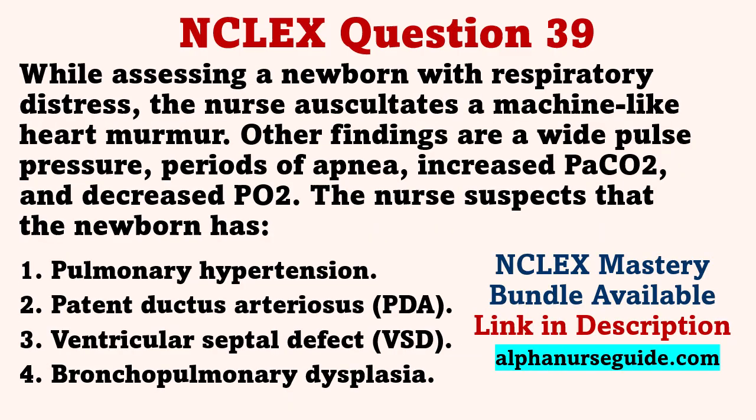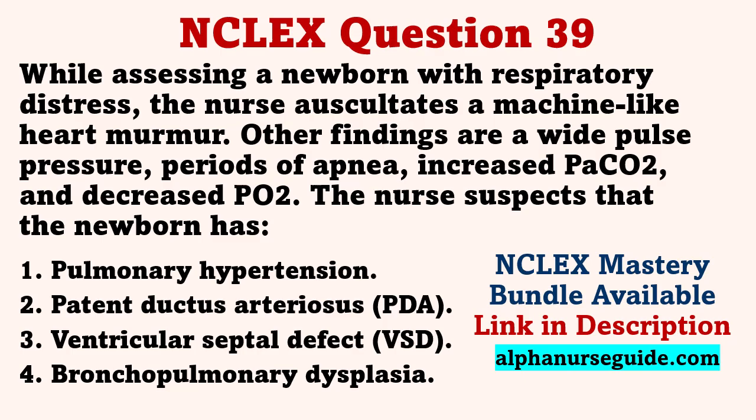While assessing a newborn with respiratory distress, the nurse auscultates a machine-like heart murmur. Other findings are a wide pulse pressure, periods of apnea, increased PaCO2, and decreased PO2. The nurse suspects that the newborn has 1. Pulmonary hypertension. 2. Patent ductus arteriosus. 3. Ventricular septal defect. 4. Bronchopulmonary dysplasia. The correct answer is 2.